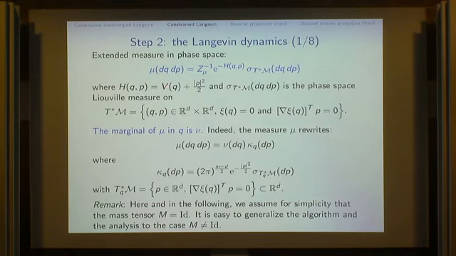I take the mass as identity. But it's easy to generalize this to a general mass matrix, and actually it may be useful numerically to introduce a mass. But let's take mass as identity, and thus you add to the potential energy V a kinetic energy, which is just p squared over 2.